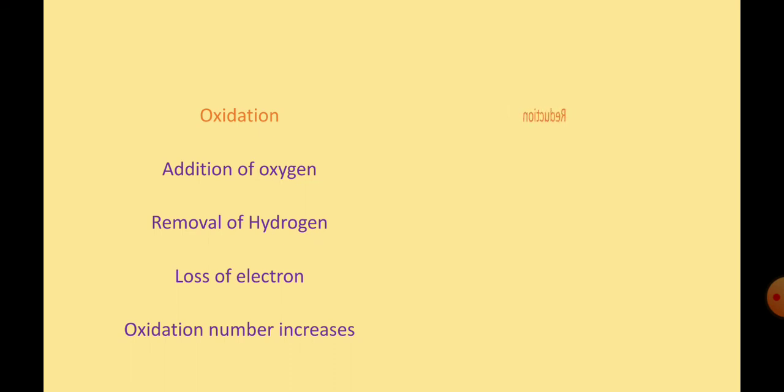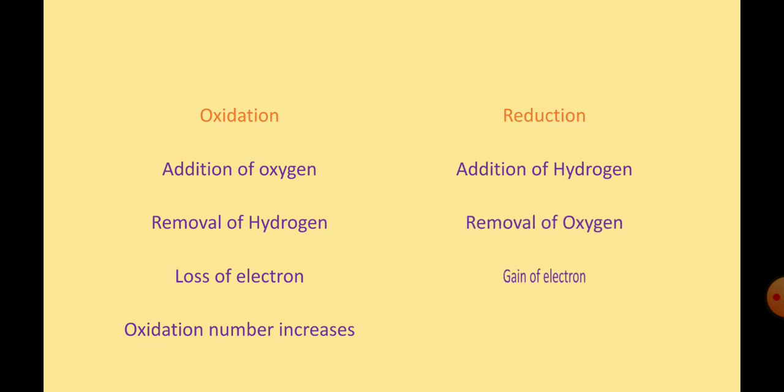Then reduction. So what is reduction? It is just the opposite process to oxidation. Look at the first point. It is addition of hydrogen. Addition of hydrogen is called reduction. Then the second point is removal of oxygen. We know this already. Removal of oxygen can be called reduction. Then point number 3 is gain of electron. Gain of electron can be termed as a reduction process. Then finally, during reduction, the oxidation number decreases. So these are the differences between oxidation and reduction.